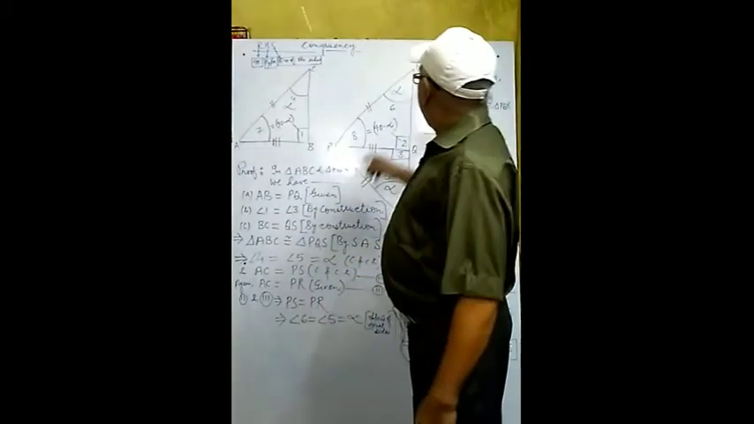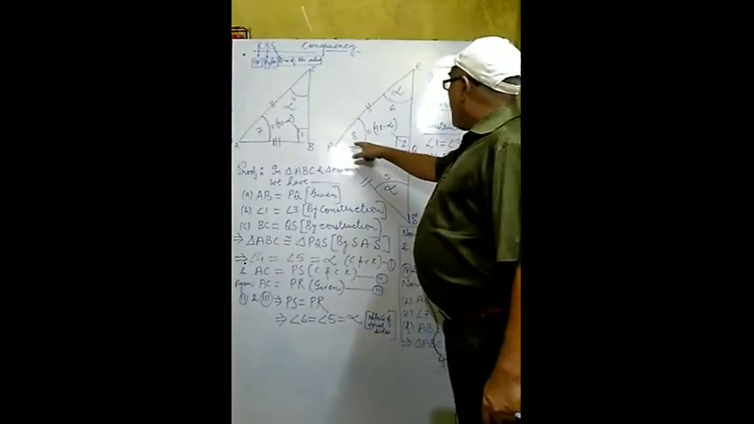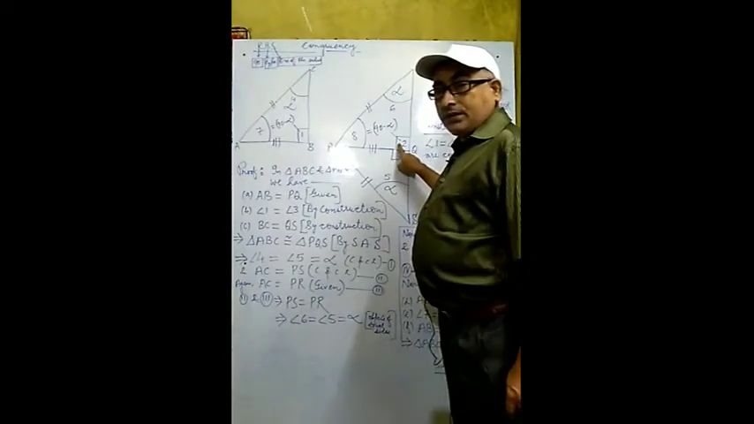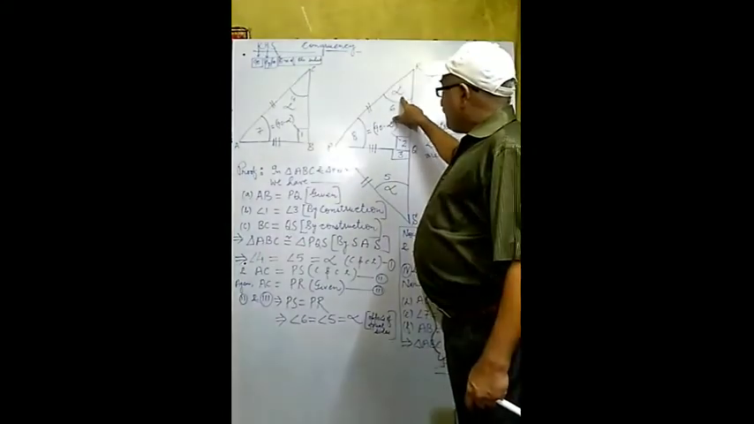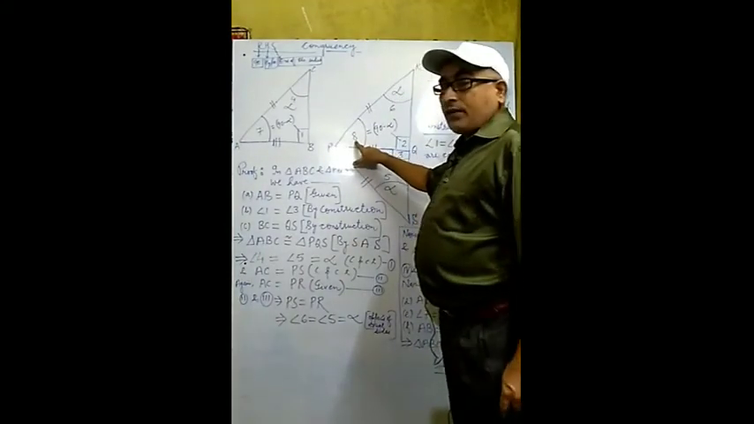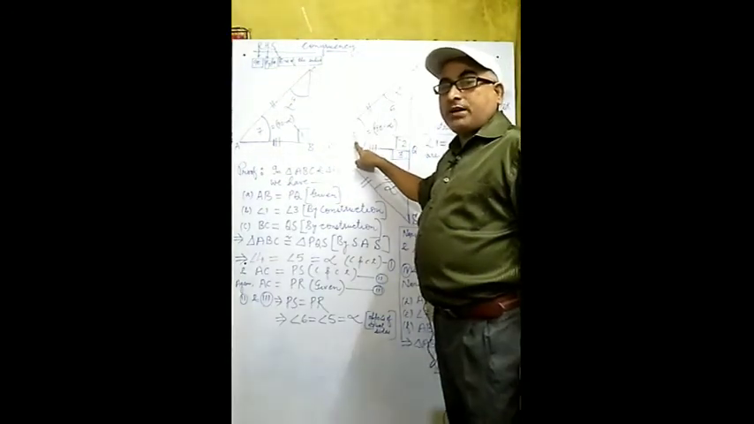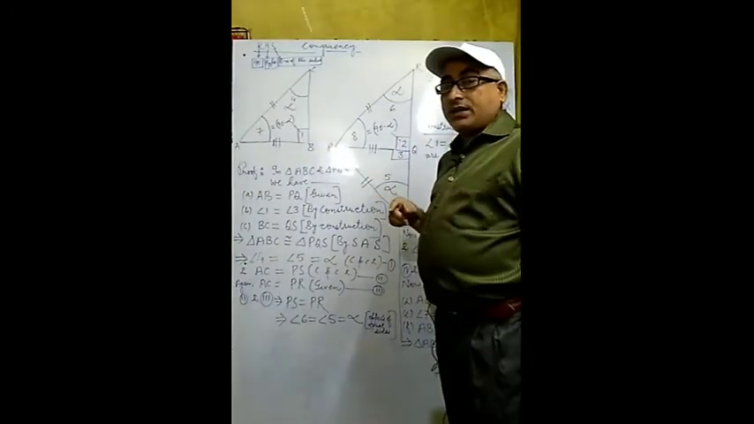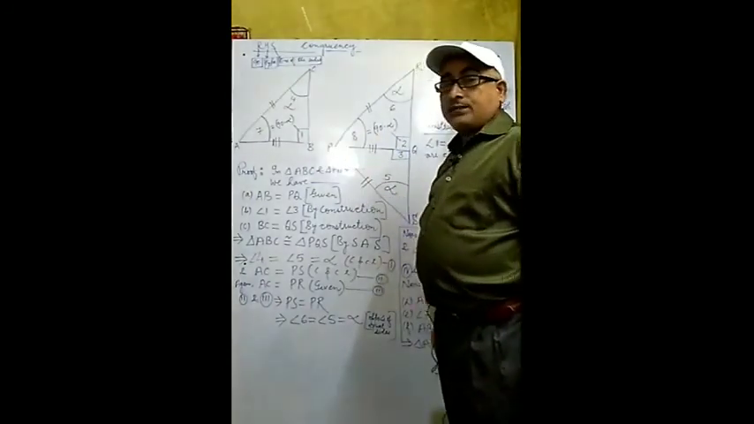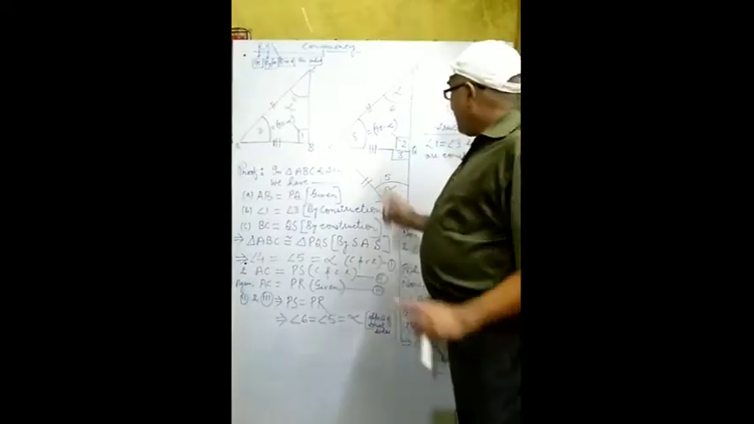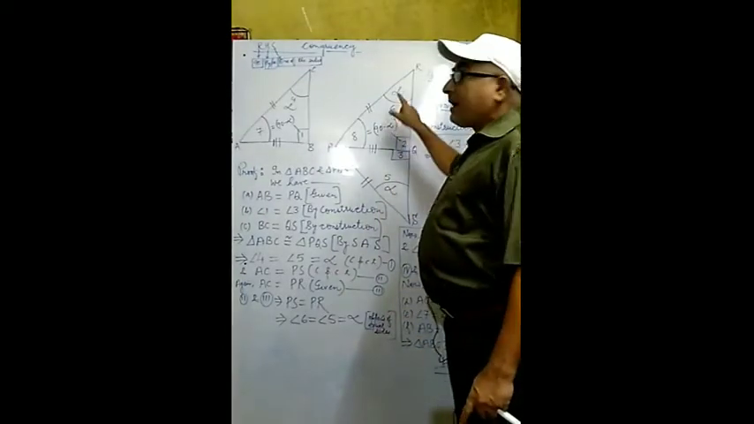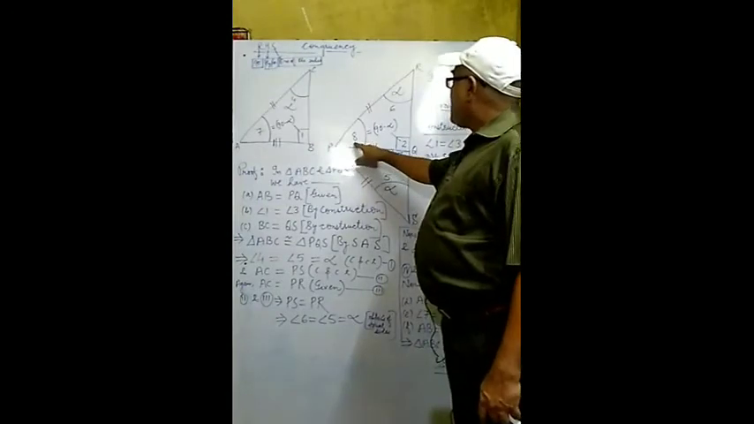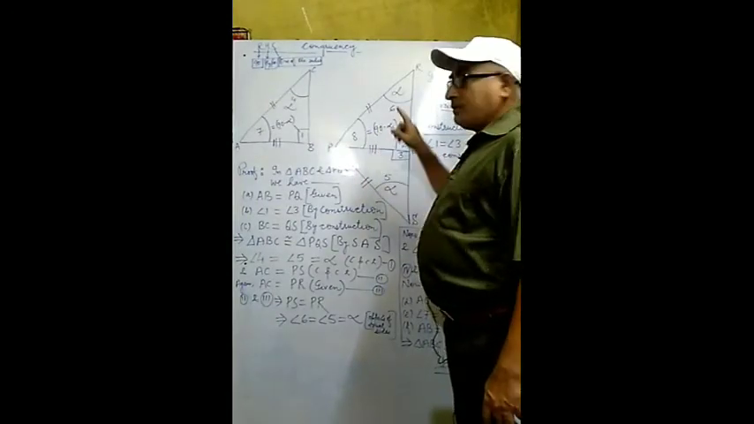Again see, take triangle PQR. This triangle is taken. This one is already 90 degrees. This one is alpha. How can we calculate the value of angle 8? By the angle sum property of triangle: the sum of angles of a triangle is 180 degrees. So angle 8 equals 180 degrees minus (90 plus alpha). After simplification, what will come? Angle 8 is 90 minus alpha.